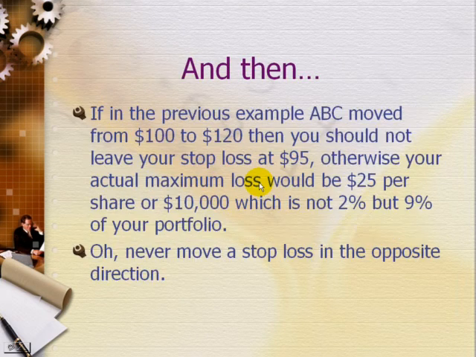And what do I do? Well, I'm a little bit more cautious in the sense that whilst I agree with what Ed says, I also am a bit more pragmatic in that I will do a rough and ready calculation too. Now, if in the previous example ABC moved from $100 to $120, then you should not leave your stop loss at $95, obviously. Otherwise, your actual maximum loss would be $25 per share, or 10,000, which is not 2%, but 9% of your portfolio.